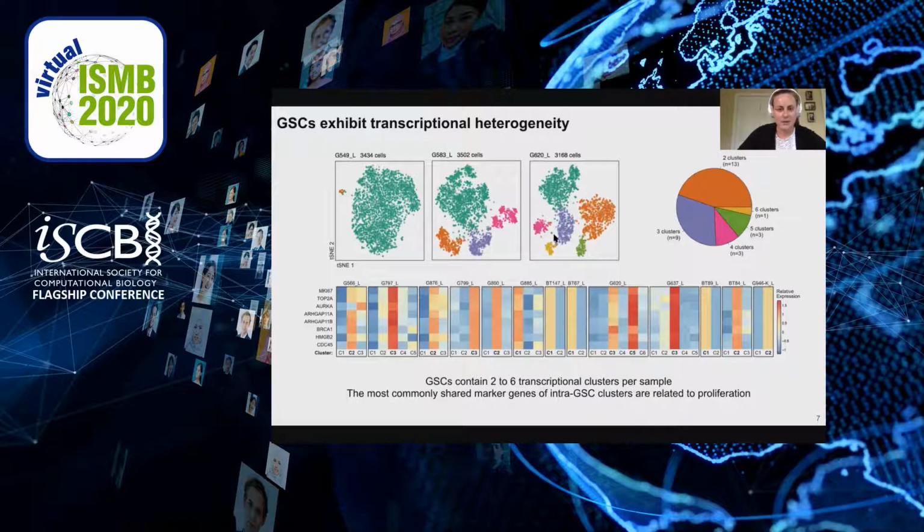So next we wanted to ask if these clusters that we find within patients have similarities across patients. So to do this, we took the marker gene list for each of these different transcriptional clusters, and we simply compared them to find which clusters were most similar across patients. Perhaps unsurprisingly, what we found was that the most commonly shared marker genes are related to proliferation. So we have some really canonical cell cycle genes like Ki67 and TOP2A showing up here.